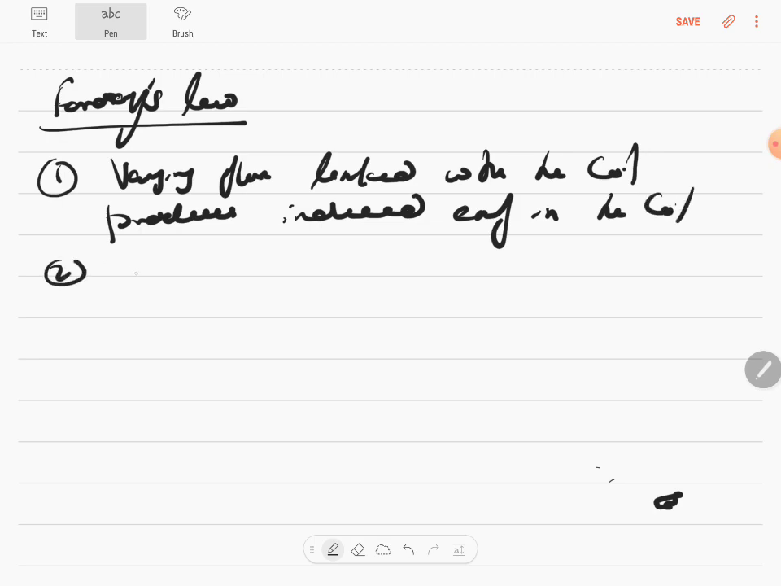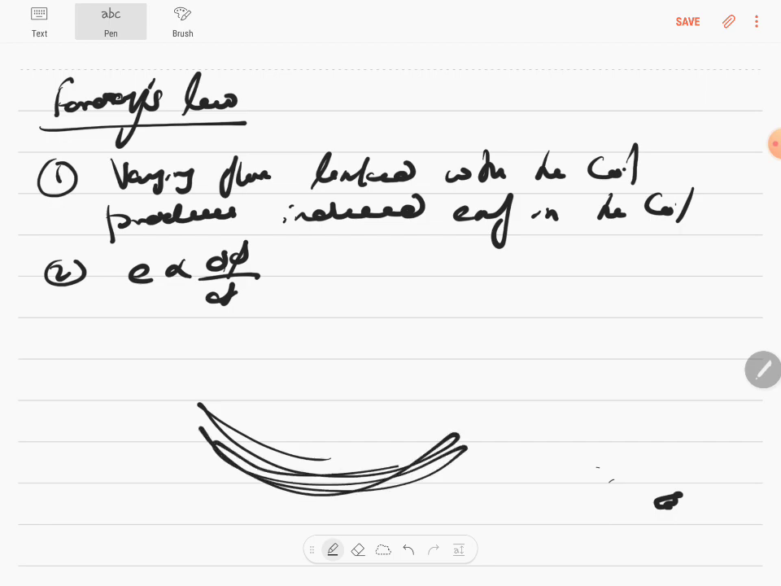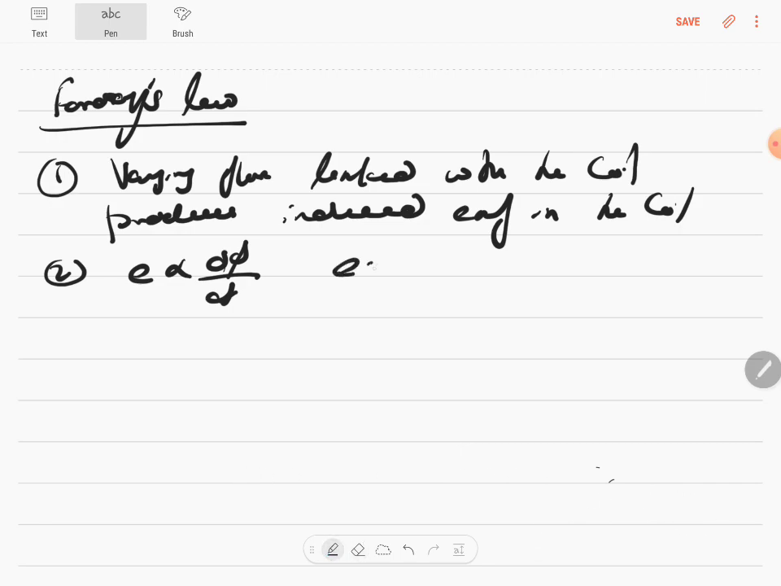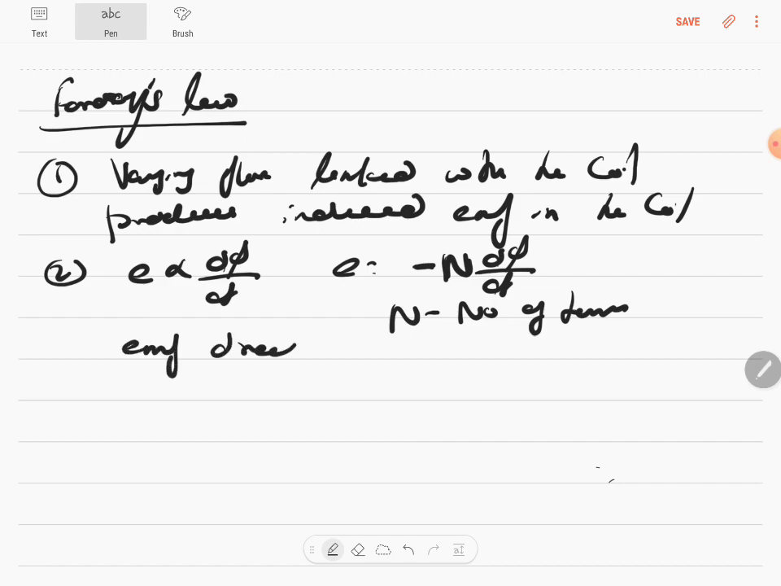Second point: the EMF is directly proportional to the rate of change of flux, which shows that if it oscillates faster, the flux change will be more and the EMF induced will also be more. So E is equal to minus N into d phi by dt, where capital N stands for the number of turns, and thus the EMF is directly proportional to the rate of change of flux.